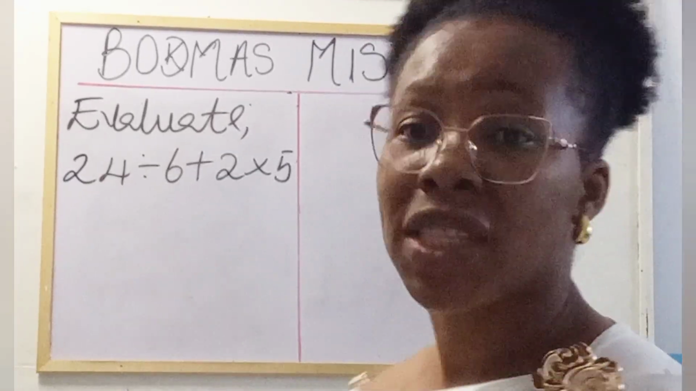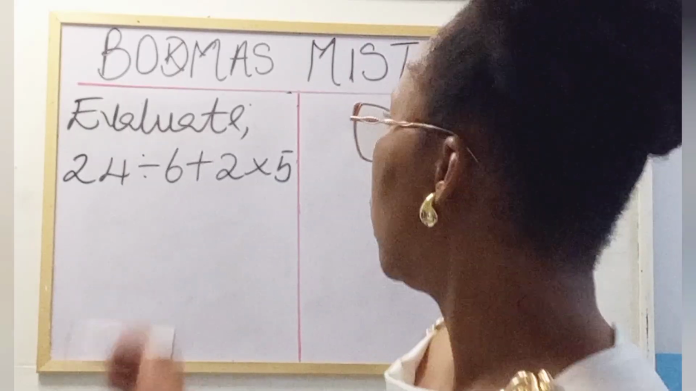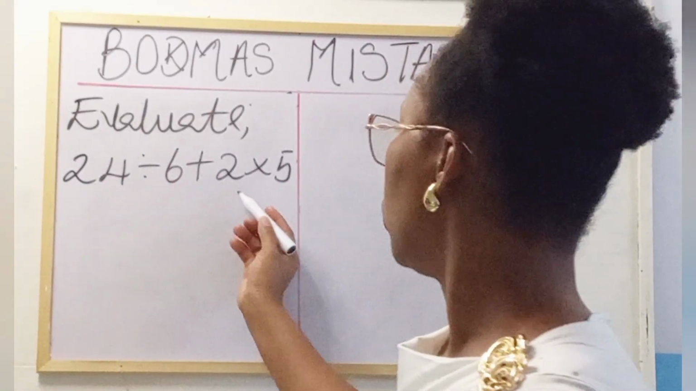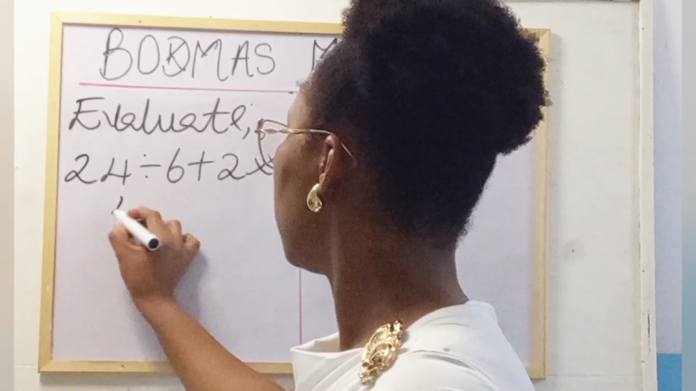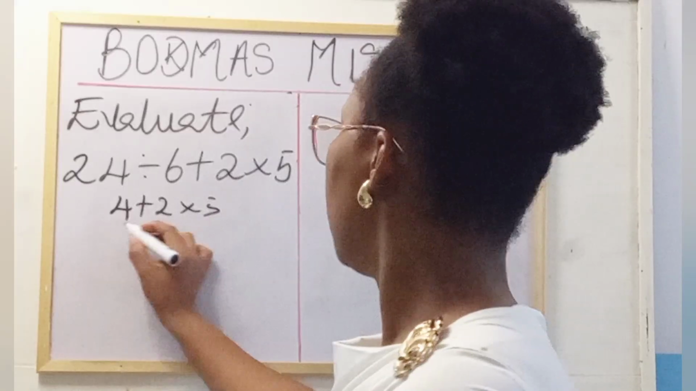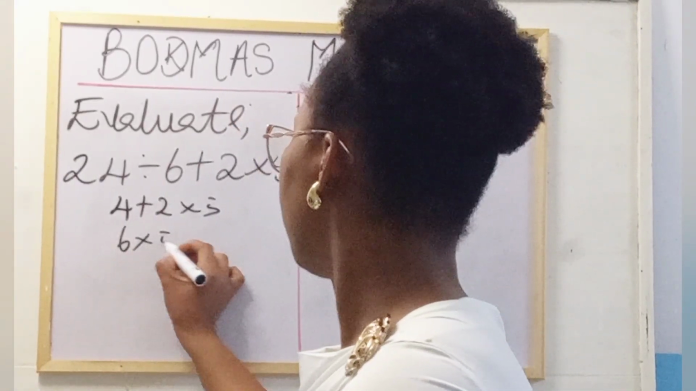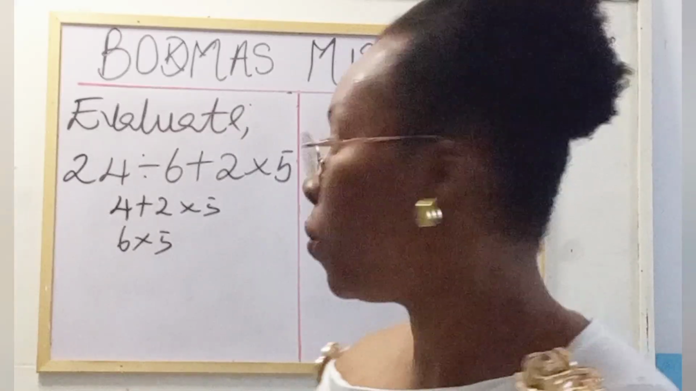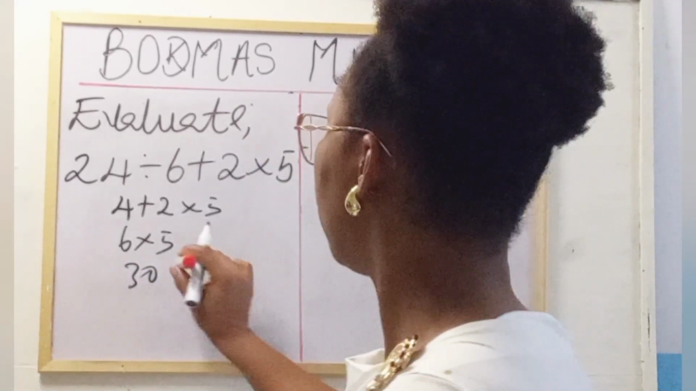If this comes out in WAEC or JAM 2026, what will you do? 24 divided by 6 plus 2 multiplied by 5. 24 divided by 6 will give you what? 4. Plus 2 multiplied by 5. 4 plus 2 will give you what? 6. Multiplied by 5. 6 times 5 will give you what? 30. But you are wrong.